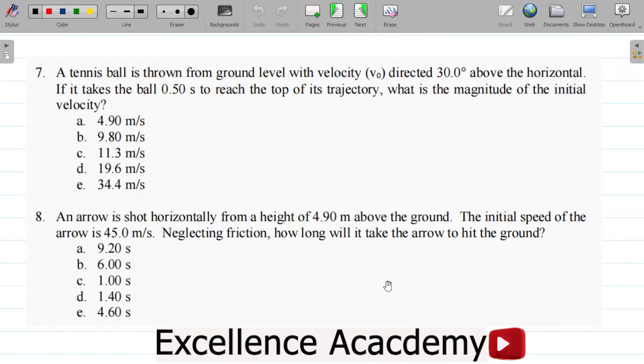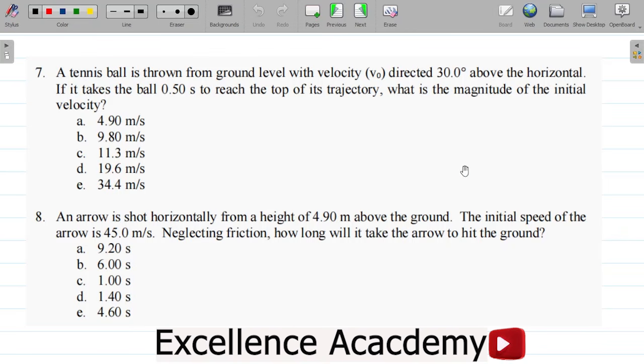Let's look at our seventh question in our general physics examination revision questions. Question 7 says a tennis ball is thrown from ground level with velocity v naught. This v naught is your initial velocity directed 30.0 degrees above the horizontal. If it takes the ball 0.50 seconds to reach the top of its trajectory, what is the magnitude of the initial velocity? So in this question, you're asked to find the magnitude of the initial velocity.